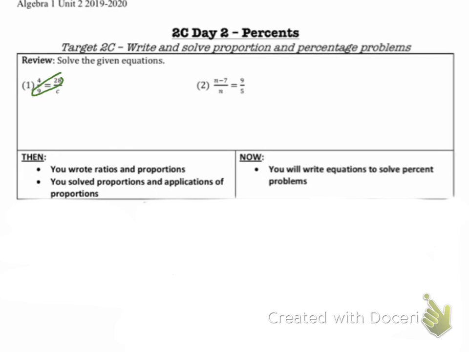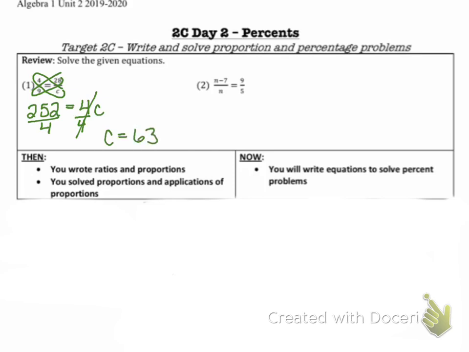So let's see, 9 times 28. So let me get out my calculator. That's going to be 252. And that's going to be equal to 4 times C, which is just 4C. And then I'll divide both sides by 4 to get a value for C. And it turns out C is equal to 63.